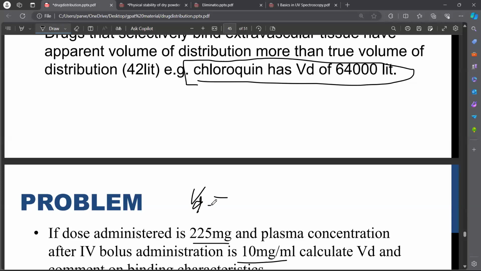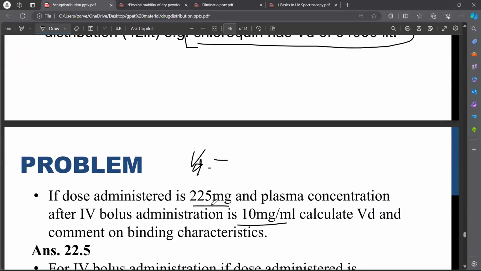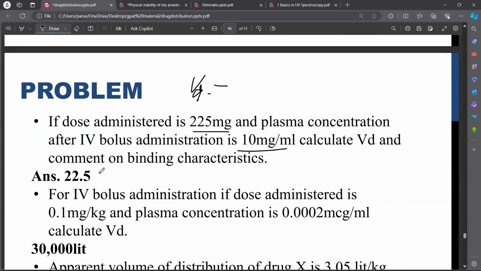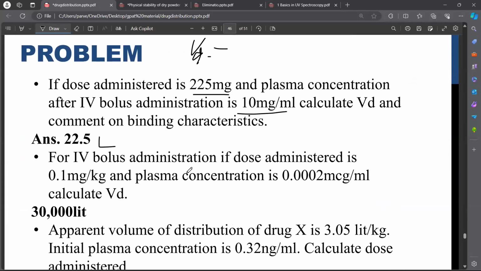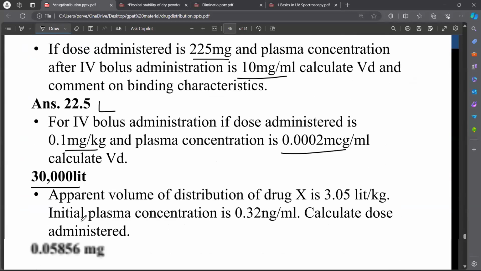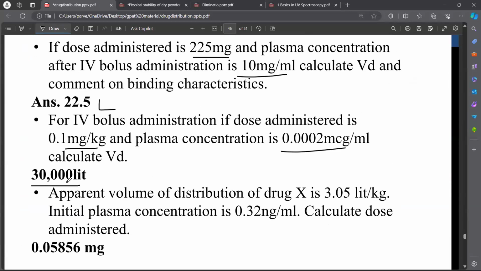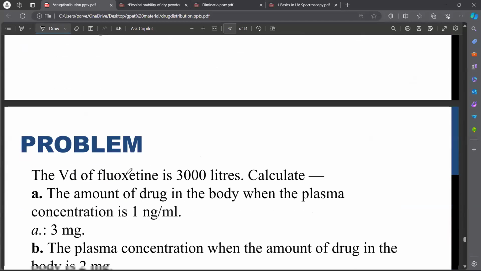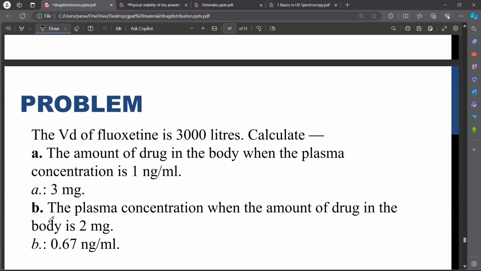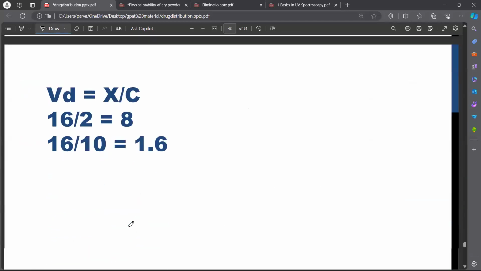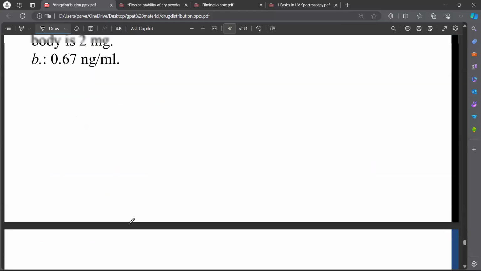Answer to this question, guys. Great, 22.5 liters. And for IV bolus, if the dose administered is 0.1 mg and the plasma concentration is this, then we can get the IV as 30,000. So you can calculate. These are the three sums which I have added. You can do them after the class, guys. These are the further questions which I have placed.